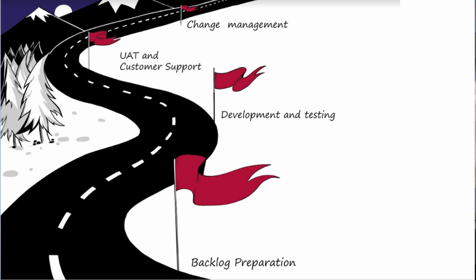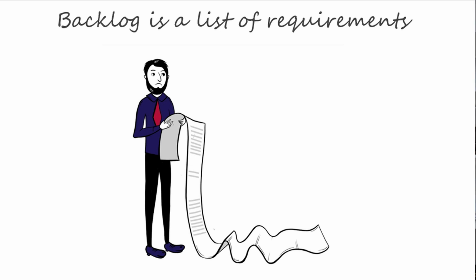I would say that regardless of a particular methodology, the development process can be divided into backlog preparation, development and testing, UAT and customer support, and change management. The BA is involved in every stage. As you can see, the backlog preparation is the starting point of the journey. Before we go into details, let's learn some base terminology to stay on the same page.